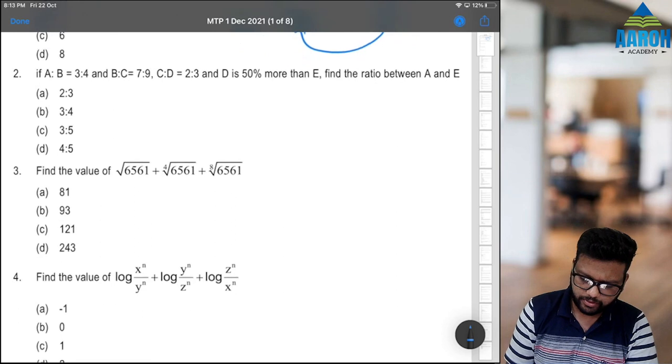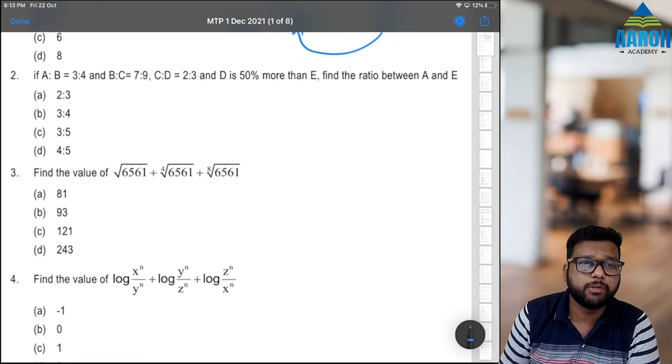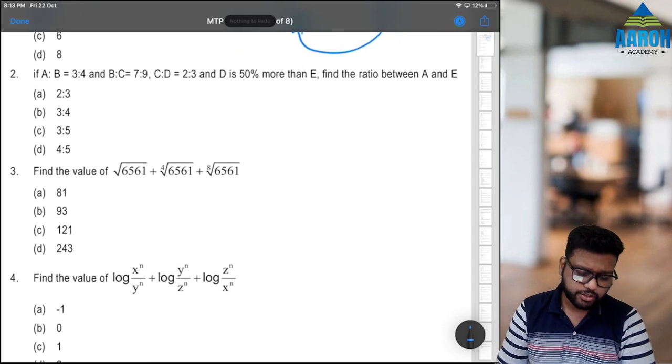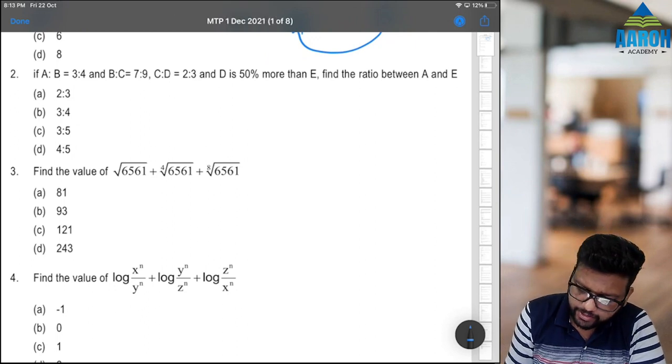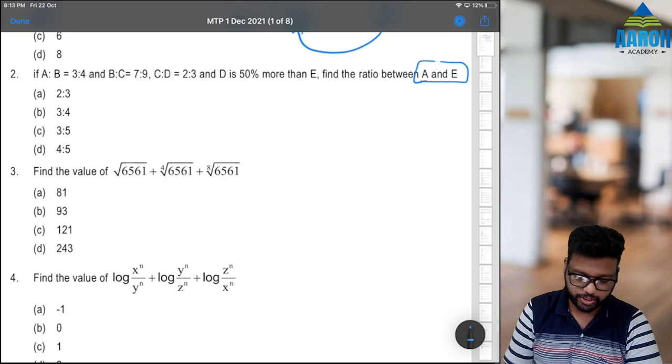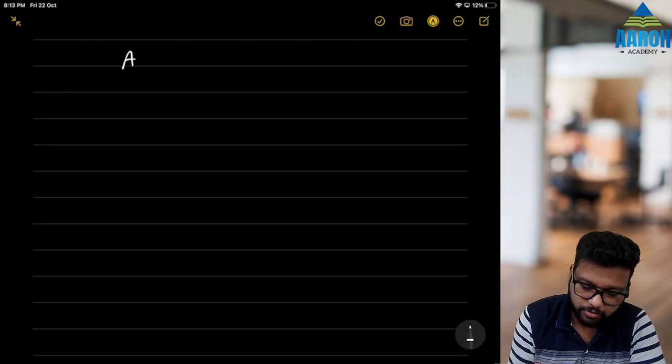Second, I guess the answer is not coming in the options, but let's see. A is to B is 3 is to 4, B is to C is something. They have given a continued ratio, and they are asking us to find the ratio between A and E. Let's try it on a separate sheet, that will be better.